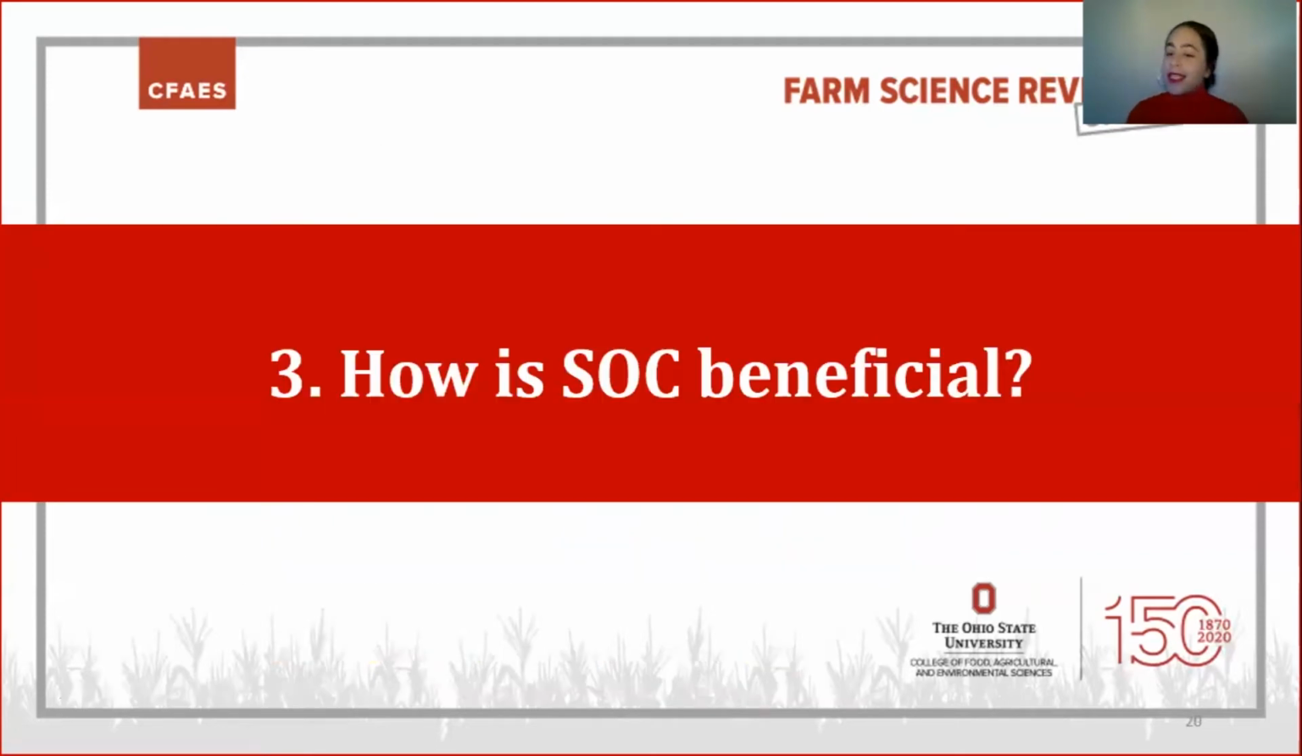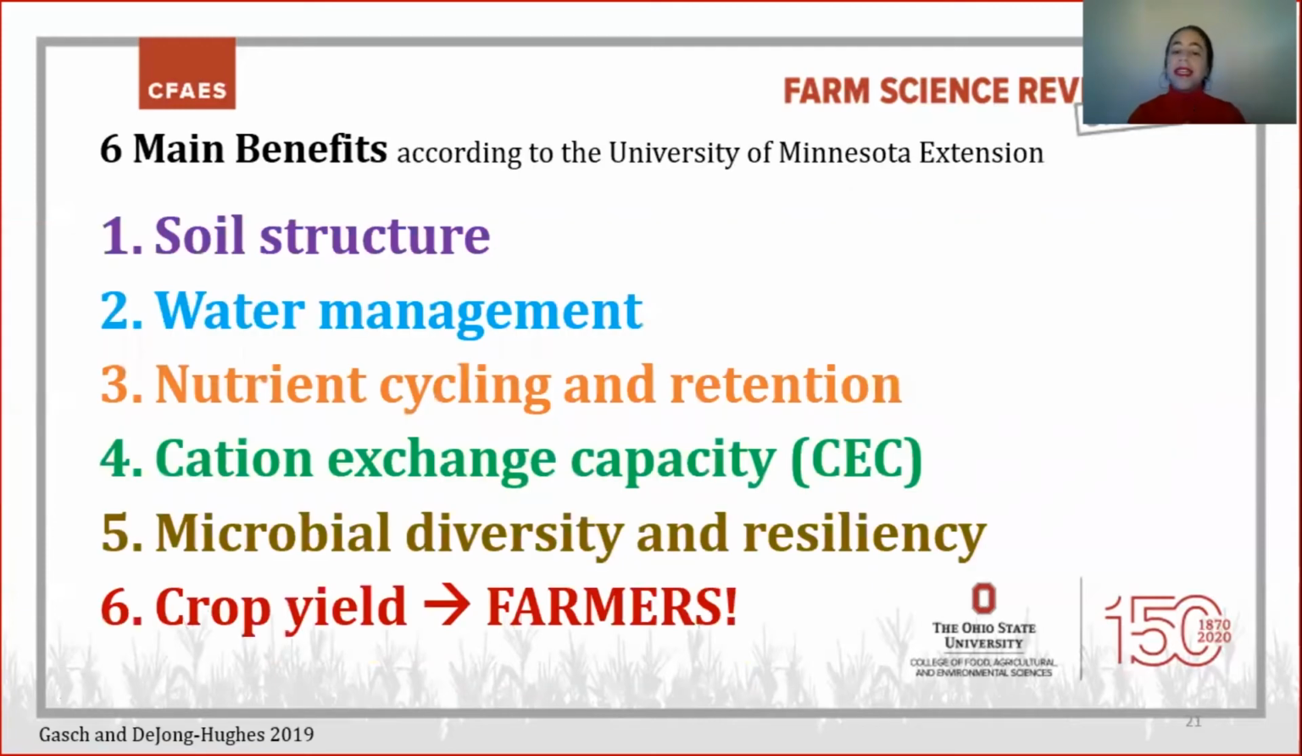So how is SOC beneficial? There are 6 main benefits according to the University of Minnesota Extension. So we have soil structure, water management, nutrient cycling and retention, cation exchange capacity, microbial diversity and resiliency, and crop yield, which is the most important one for farmers.